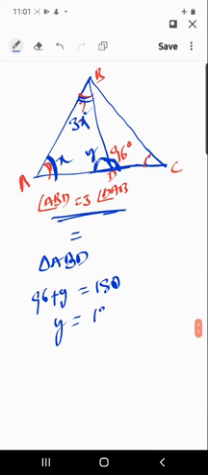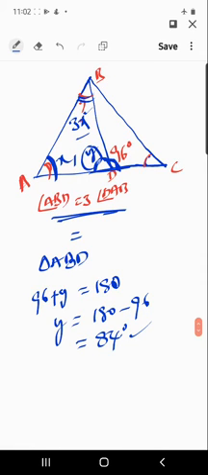So Y is equal to 180 minus 96, which is 84 degrees. That means we got the Y value. Now in triangle ABD, one angle we know, this is 84, and the remaining two angles are 3x and x. Now by using the angle sum property, we can find the x value. First, x plus 3x plus 84 is equal to 180 degrees. The sum of three angles is 180.